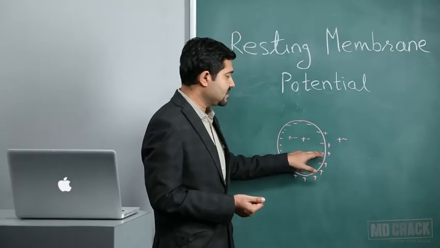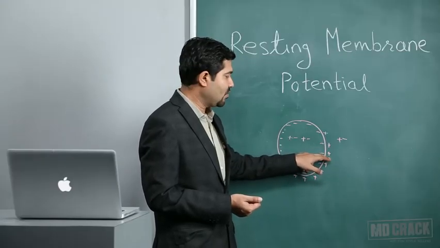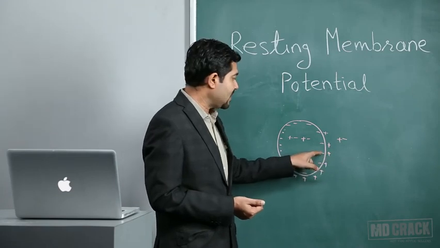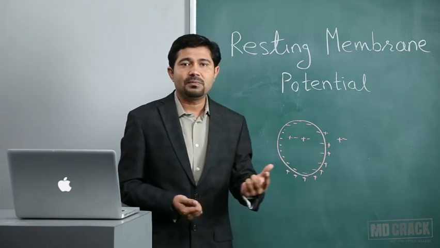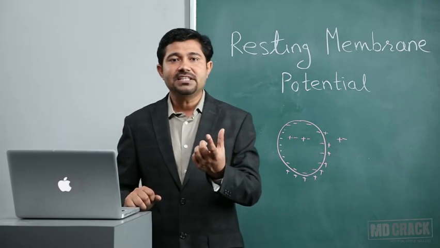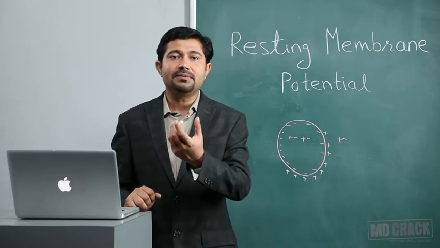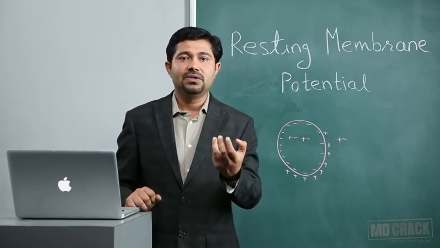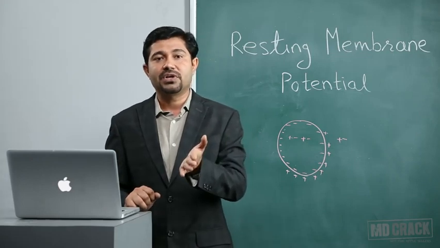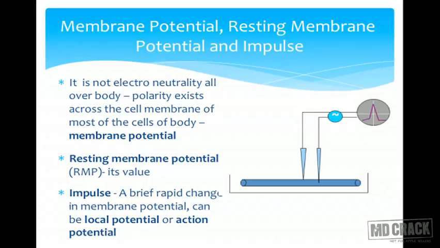suppose this is the resting membrane potential. Now what will happen? For some time, the value of the resting membrane potential can change. It can change from minus 70 to minus 60 millivolt. This we will call the local potential. In that case, the local potential that will be generated can be of any value. It can go to minus 60 or even to minus 80. So the membrane will be hyperpolarized in that case.